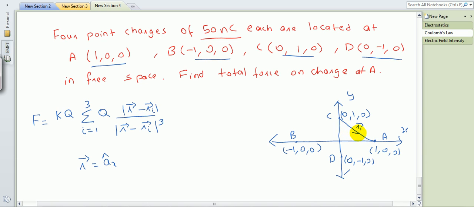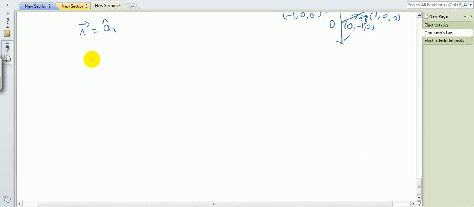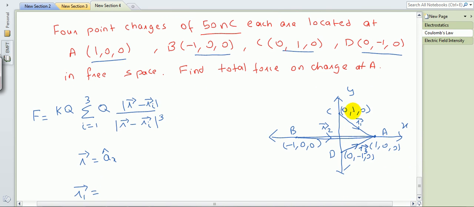So I am finding force on A. So this will be R1, and this will be R2 vector, and this will be R3 vector. So if I write all these vectors, actually, it is the position, not R1 vector actually. Actually I have to write position vector. Because this Ri vector is the position vector for different charges. So the position vector for this will be, suppose R1 vector, and for this R2 vector, and for this if I take R3 vector.